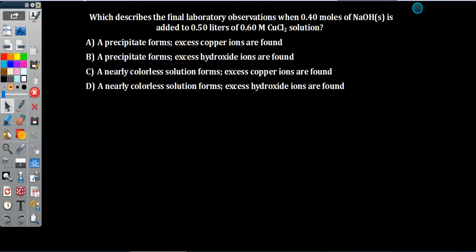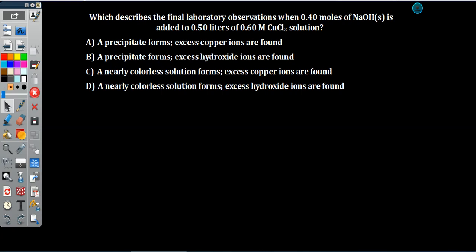What's up, Chem peeps? Let's take a look at another problem involving excess and limiting reactants and bust out an ice table to help us answer it, which describes the final laboratory observations when 0.40 moles of sodium hydroxide is added to 0.50 liters of 0.60 molar copper(II) chloride solution. I can't wait to solve this one.